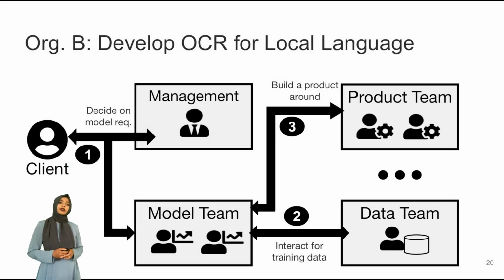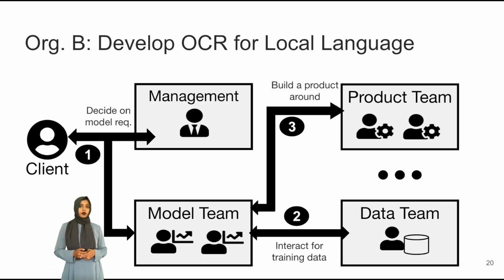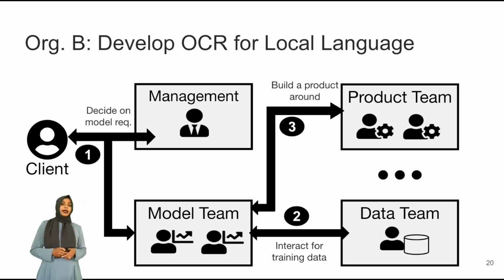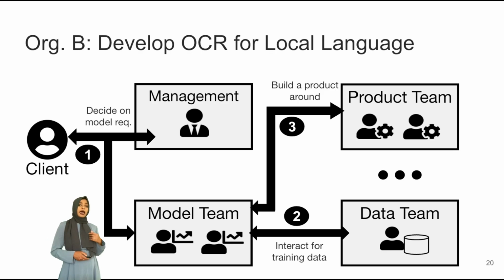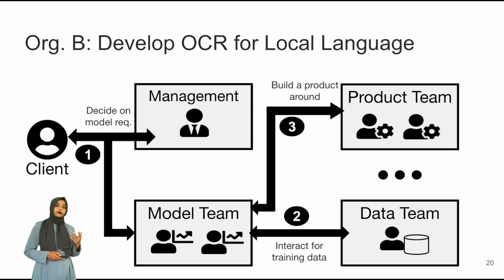So let's move on to the second organization, which has a different workflow and thus faces different challenges than the previous one. Let's call this organization B. Here, they try to develop an optical character recognition software for a local language. The workflow for gathering requirements is something like this. The client, management, and the model team will come up with the requirements for the model at first, because OCR is the main module of the software and the model team is in charge of the project.